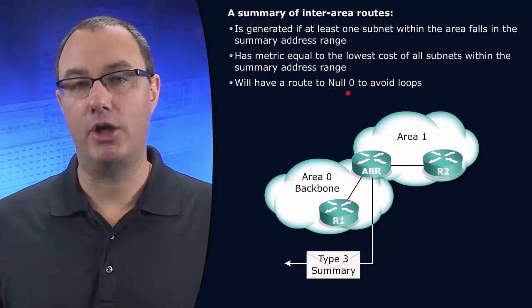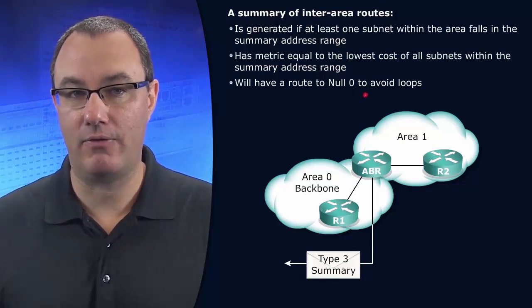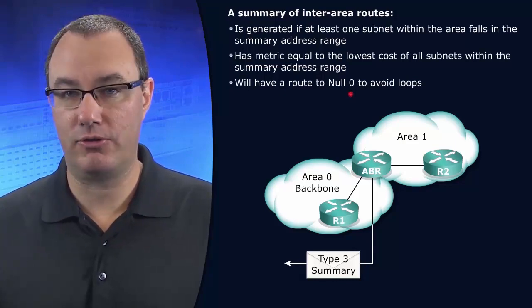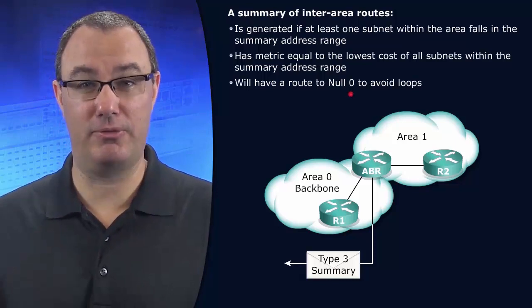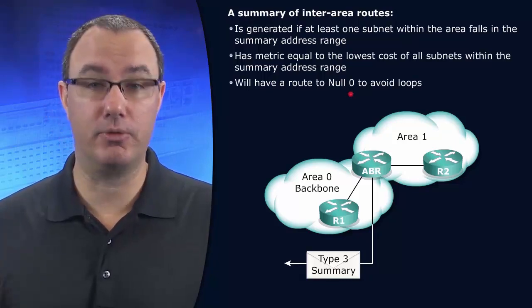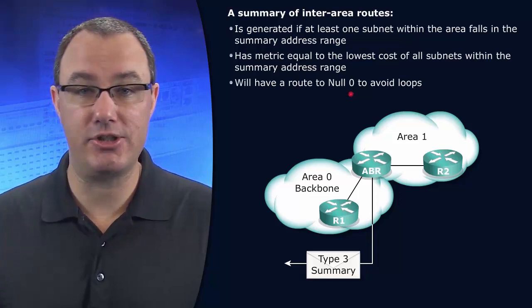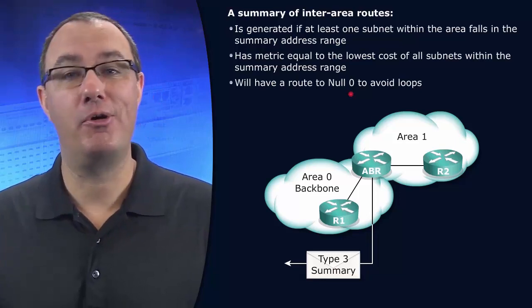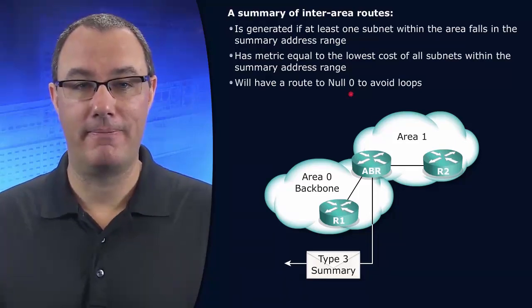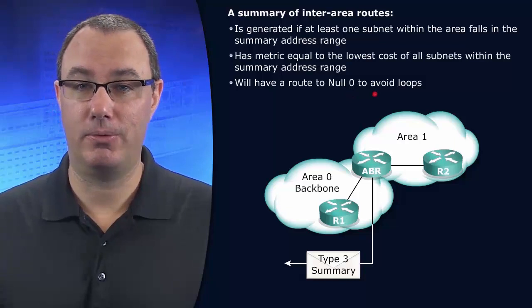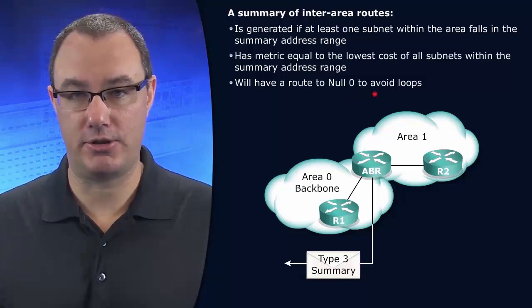The takeaway, don't be surprised if you get routes to null zero in any circumstance where you've built a summary route for EIGRP, OSPF, Border Gateway Protocol. It is a reoccurring theme with any route summarization.